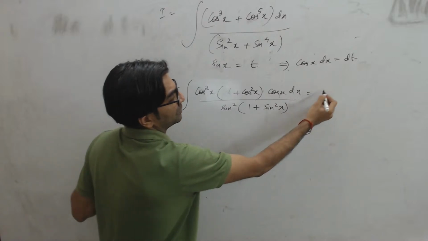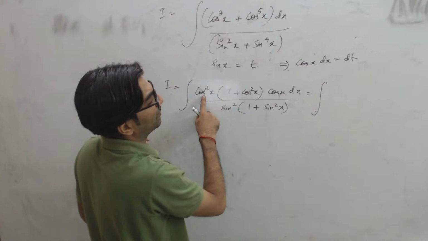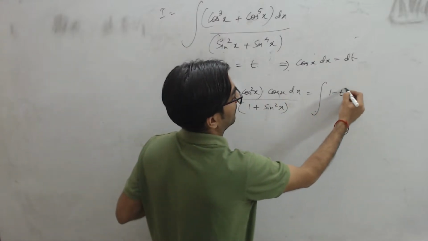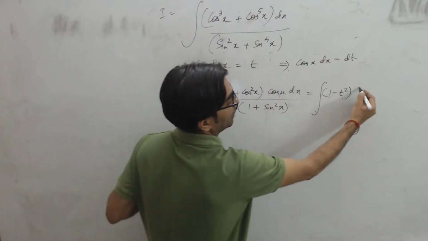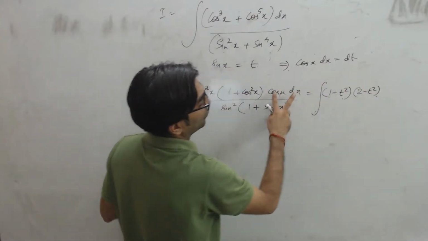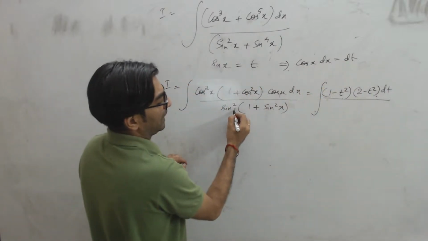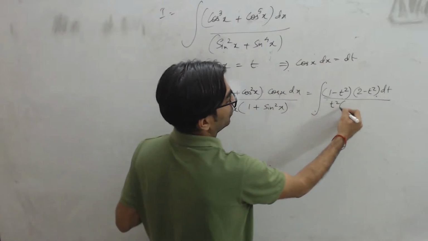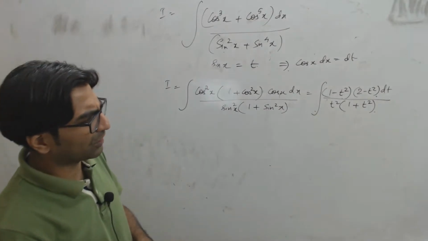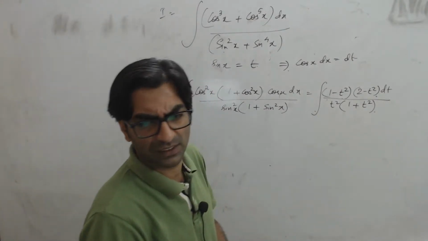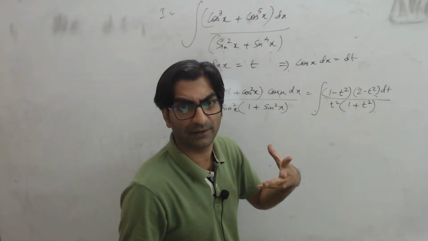Now if you substitute, this becomes integral of cos square x. If sin x is t, cos square will be 1 minus sin square, so 1 minus t square into 1 plus cos square, so 1 plus this will be 2 minus t square, into cos x dx, which is dt, divided by sin square x, so t square into 1 plus t square. And so it's fairly obvious what the substitution for this is going to be. You want to use partial fractions at this point.